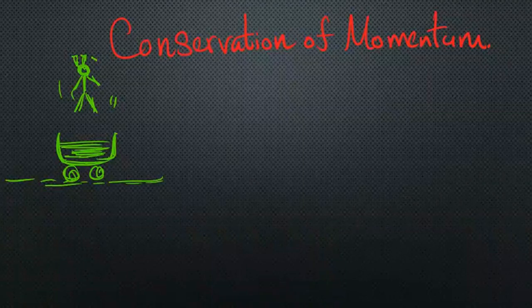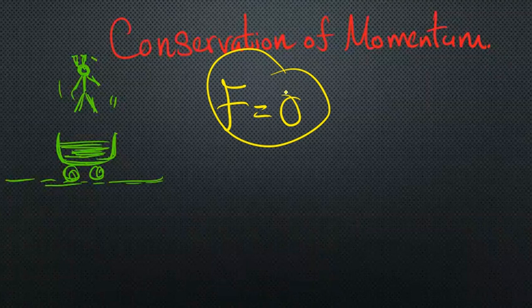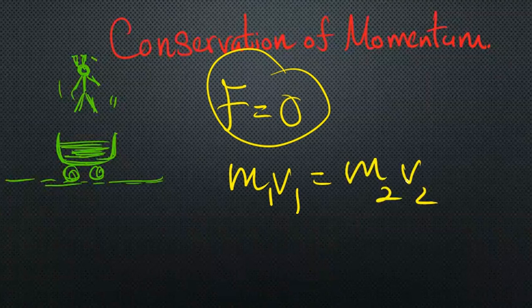Conservation of momentum. We can apply conservation of momentum if force applied is 0 or the external unbalanced force is 0. Then we can conclude initial momentum m1 v1 is equal to the final momentum m2 v2.